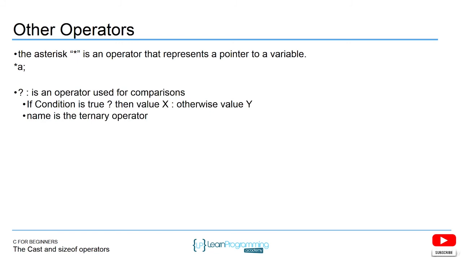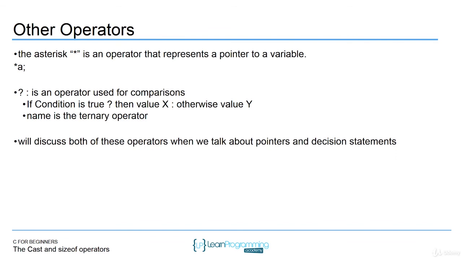You may also see the question mark colon. This is an operator that's used for decision making. If the condition to the left of the question mark is true, then the value to the right after the colon is evaluated and so forth. Otherwise, it's a shorthand notation for an if-else statement. It's called a ternary operator. But again, I don't want to really discuss these in a lot of detail now because we're going to talk about these when we talk about our specific subjects.